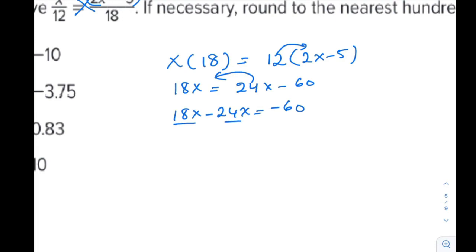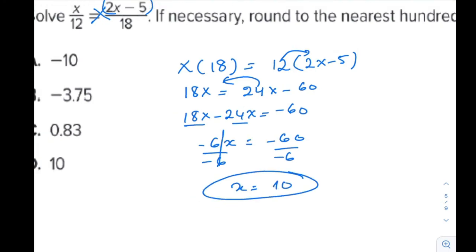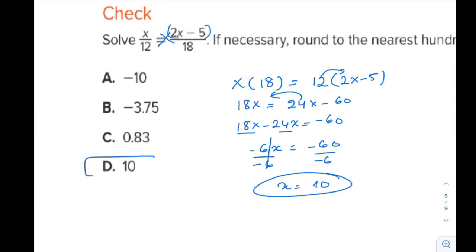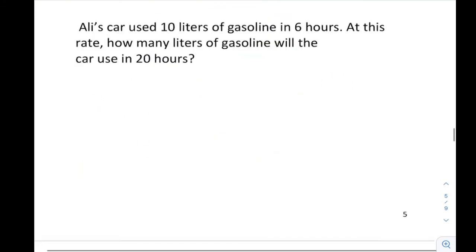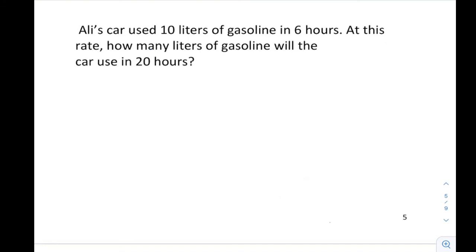Subtracting like terms, 18 minus 24 is negative 6x. It's negative 60. And the last step is dividing both sides by negative 6, and x will be positive 10. So the answer definitely is positive 10, which is D. Yes, positive. Negative over negative is positive. Yes, it's D. Perfect. Now let's move to the real life application here.